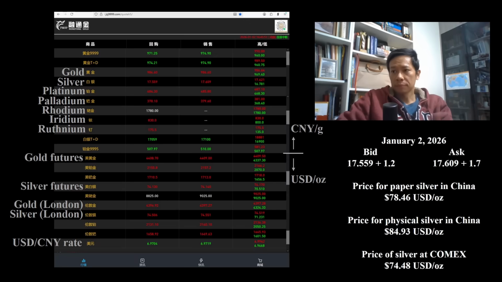If you want to buy physical silver here, for 1 kilogram bars, you have to add 1.7 over spot. And if you want to sell it back to them, they'll add 1.2. So if we take into account these premiums and take the average, then the price for physical silver in China is $84.93.